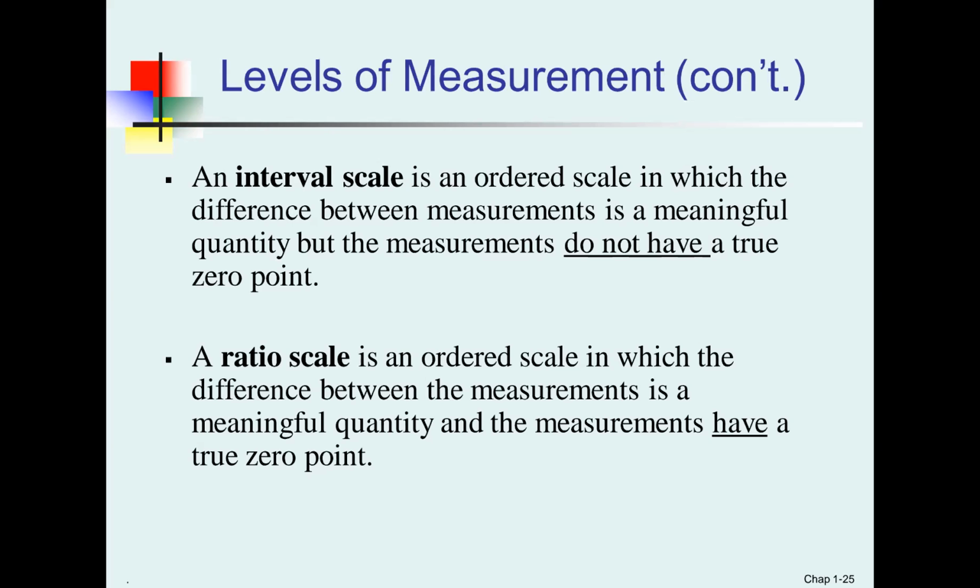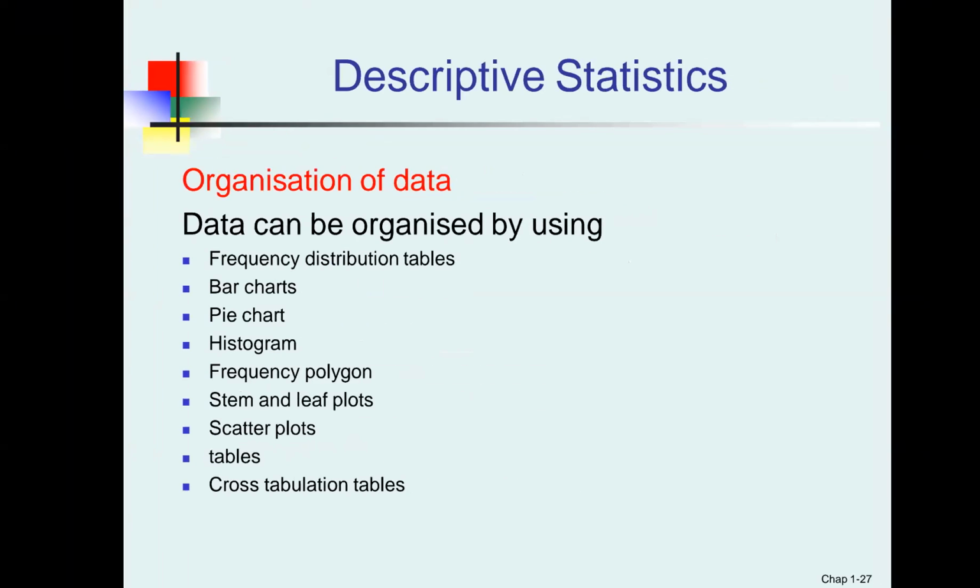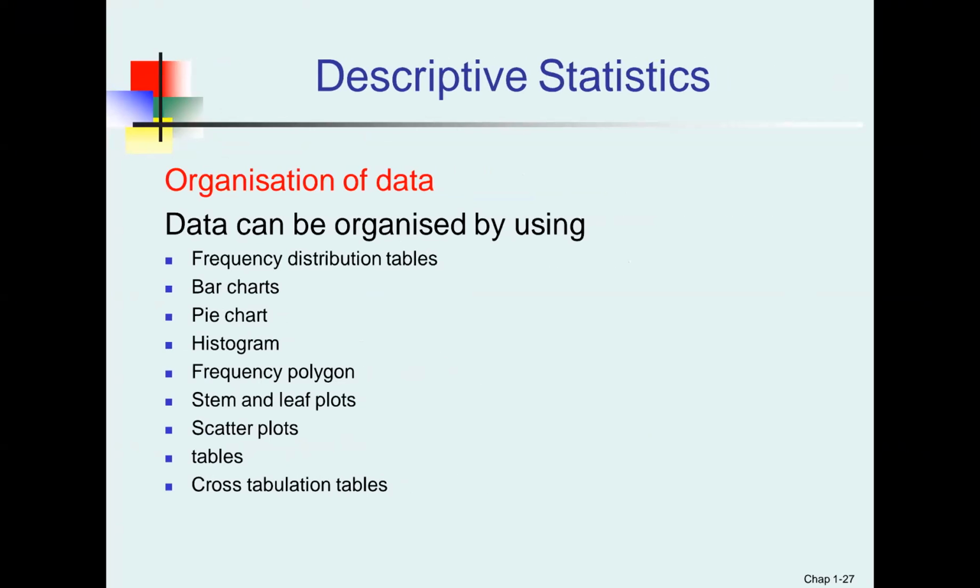Yeah. So now a ratio scale is an ordered scale in which at least the difference between the measurements has a meaning of quantity, and the measurements have a true zero point. Yes, they have a true zero point. So in short, by the way, the word ratio means a fraction of some kind. So what it means is that it expresses the variable in a fraction form.